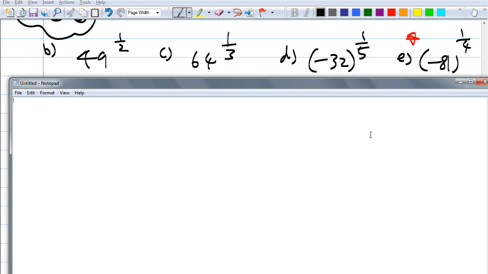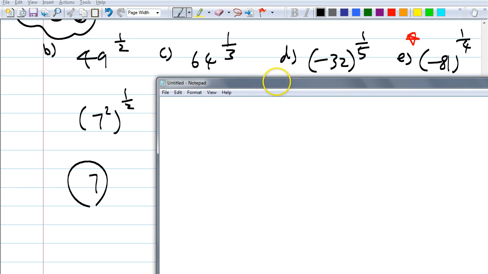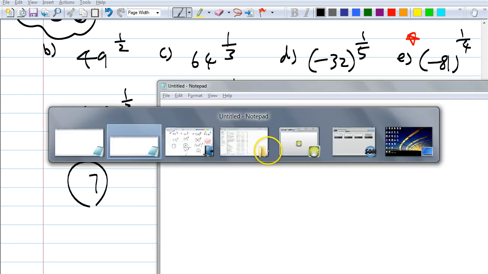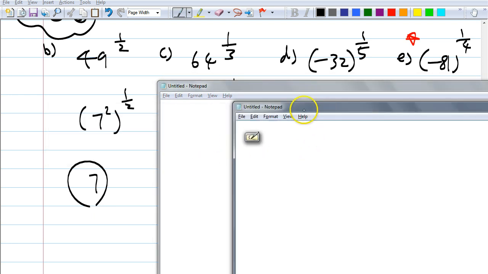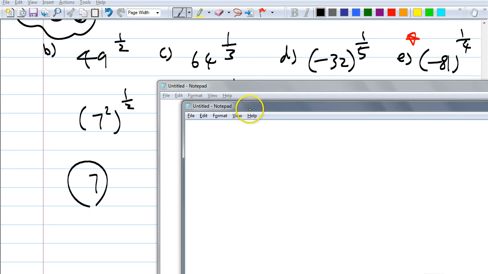Yeah, do a factor tree for 49. What is that going to be? 7 squared to the half power. Isn't that right, guys? Don't we get simply 7? Yes? Any questions? Easy? Yes.